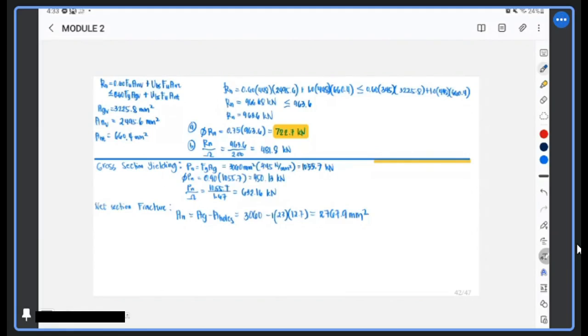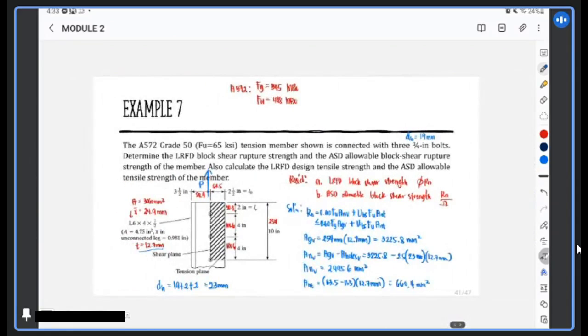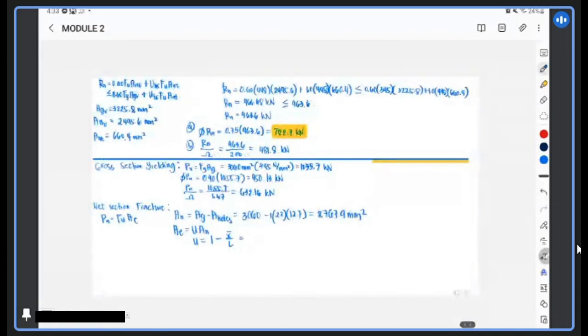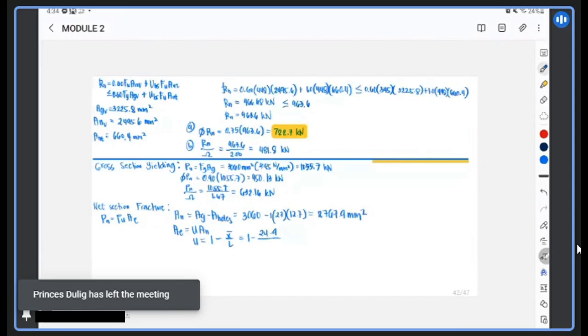And the computation for our U: in our formula for net section fracture, our P sub N is equal to your ultimate tensile strength multiplied by your effective net area. And our effective net area is equal to U times AN. So our U should be calculated as 1 less X bar over L. That's why we have X bar here, as we have seen in our section database. It is 24.9. So this is equal to 1 less 24.9 divided by the length of the connection.